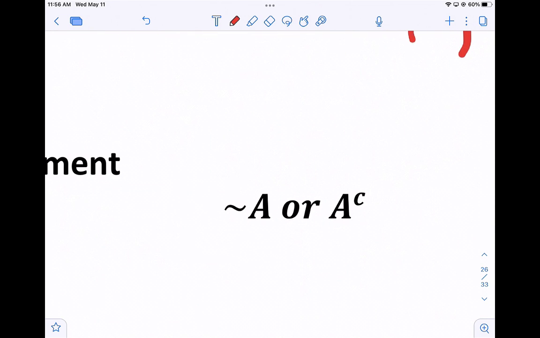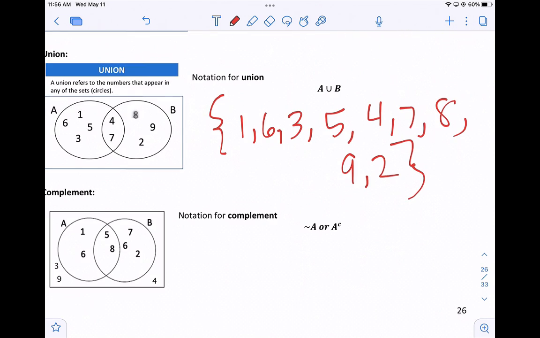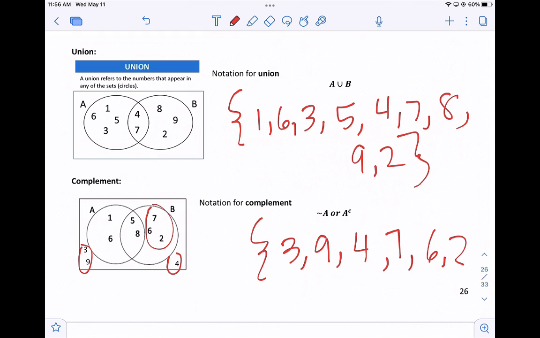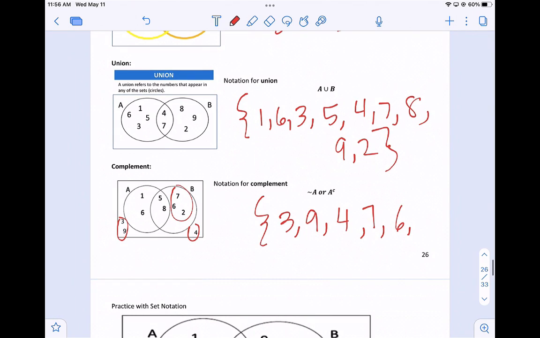Oh yeah, here's another way to do complement, the little C right there. And so this would be 3, so not in A, so it'd be 3 and 9, but also 4, okay, so I should circle this, and then 7, 6, and 2. So there's an example of set notation in Venn diagrams using the symbols.